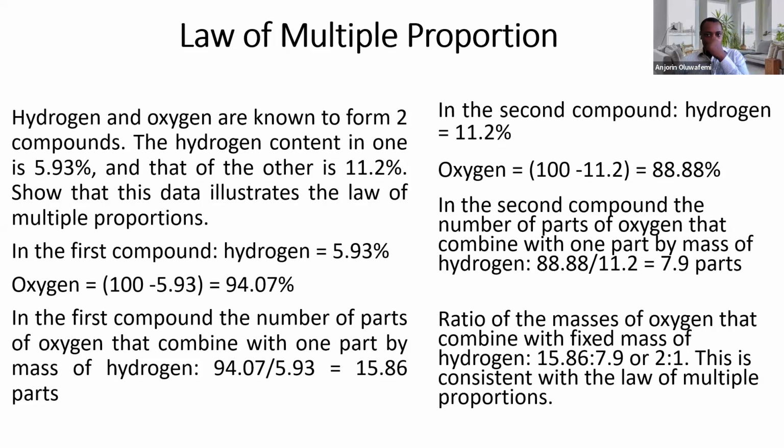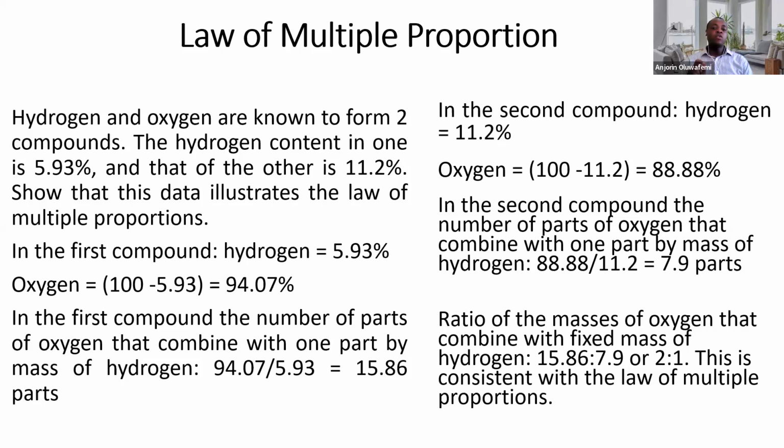Okay. Now, in the second compound, we were told that hydrogen has a composition of 11.2%. Just like what we did in the previous one, we subtract 11.2% from 100. So when we do that, the content that will remain will be 88.88%, which is the percentage for oxygen in that particular compound.